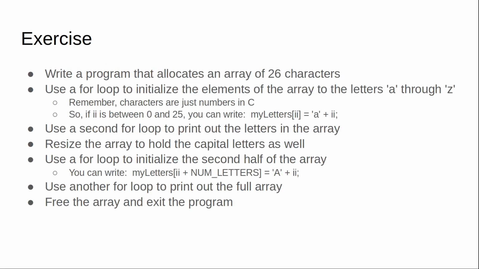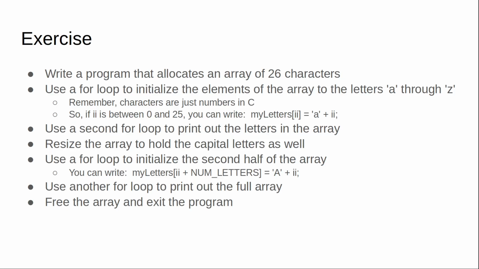Okay, here's an exercise for you. So write a program that allocates an array of 26 characters, and then use a for loop to initialize the elements to lowercase letters A through Z. Okay. Remember, in C, characters are just numbers. So if your index variable is between 0 and 25, you can write something like my letters index variable equals the character A plus your index variable. Okay. And then write a second for loop to print out all the letters in the array.